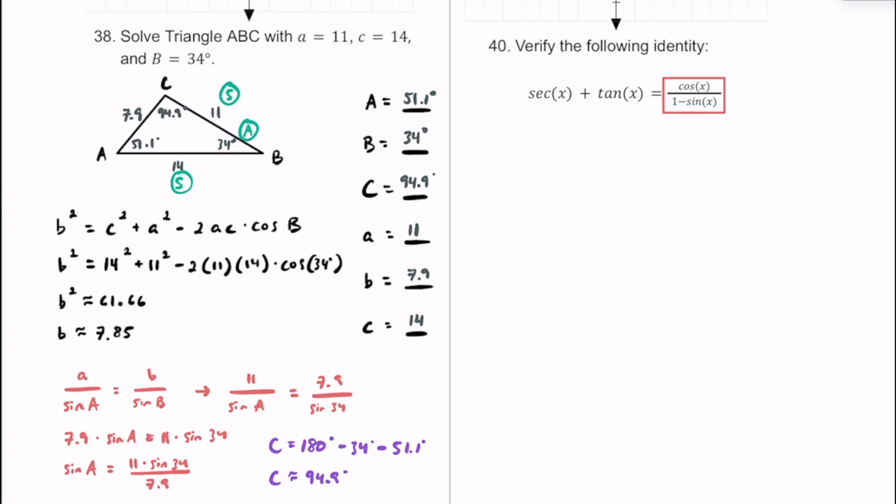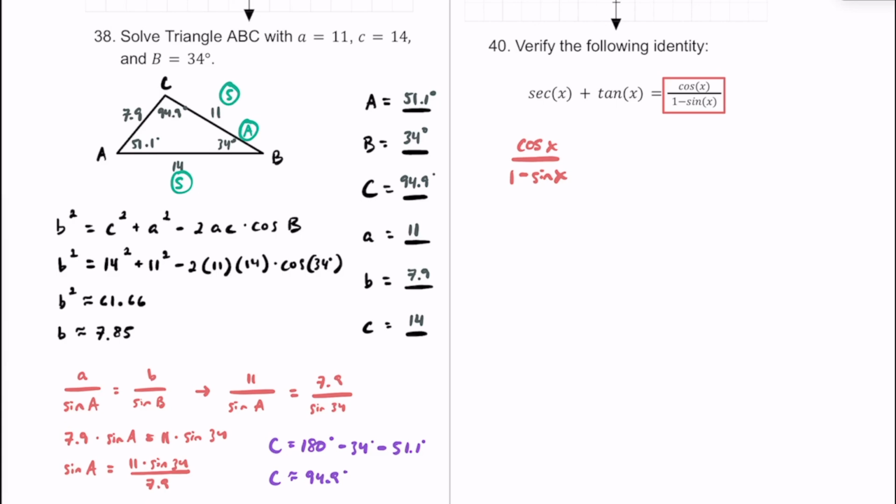Now what I'm going to do here is see if I can make this right side look like the left side. So let's take this cosine of x and put it on top of this 1 minus sine of x, and see if we can use some of our trigonometric properties and identities to rewrite this as the left side here.